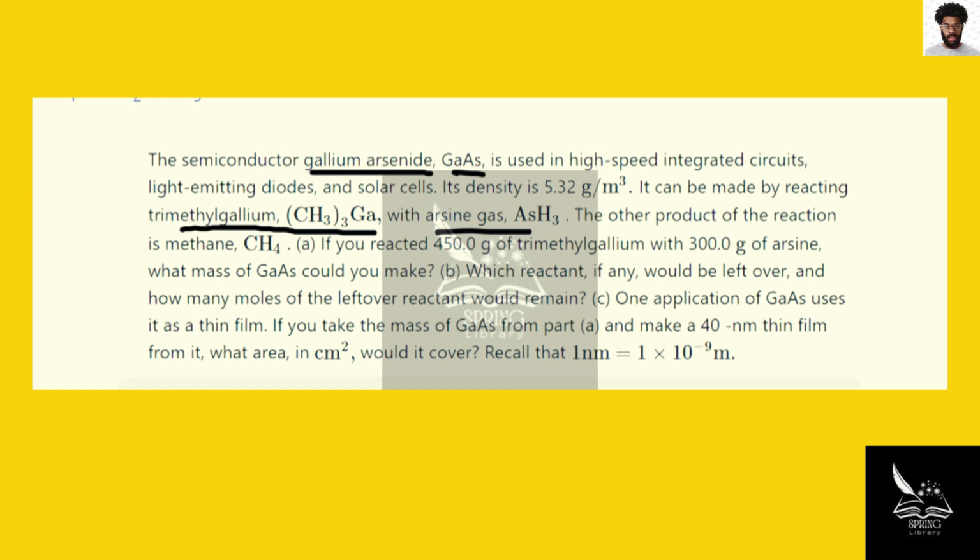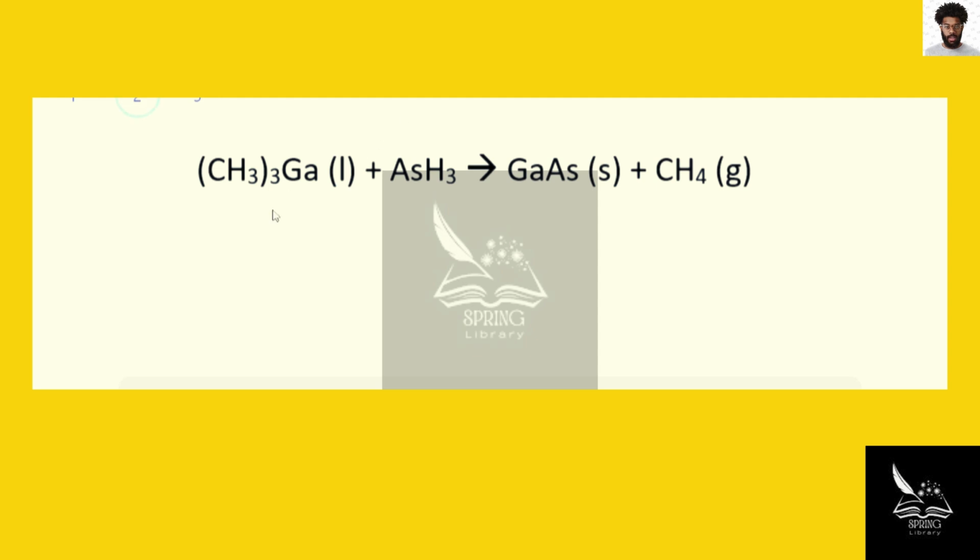So in the first part of this problem, we have to find out what mass of gallium arsenide will be produced from 450 gram of trimethyl gallium and 300 gram of arsine. To solve this problem, first you have to write down a balanced equation for the reaction of trimethyl gallium with arsine gas, which will be like this.